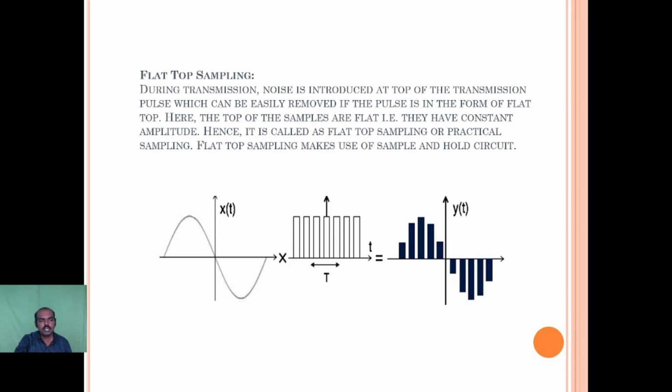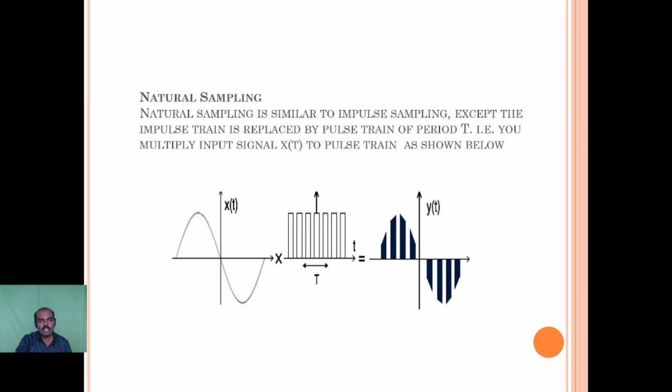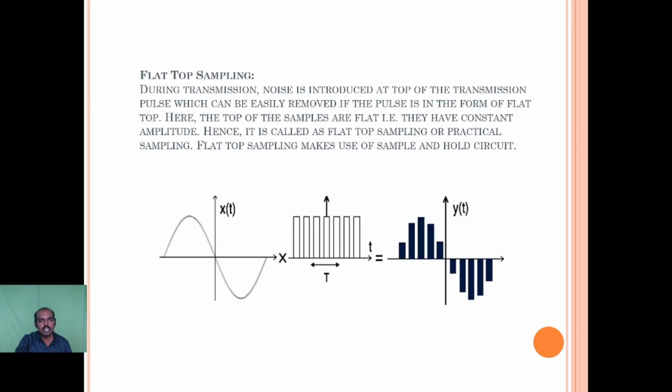Here, we used the same input signal x of t, applied with the flat top pulse. These two signals are applied to the multiplier and it will produce the sampled output signal. Here we used a flat pulse. In the previous slides, the first, impulse sampling, used an impulse signal. The second, natural sampling, used a pulse train. The third, flat top sampling, used a constant amplitude pulse. These two signals are multiplied and it will produce the sampled output signal y of t.